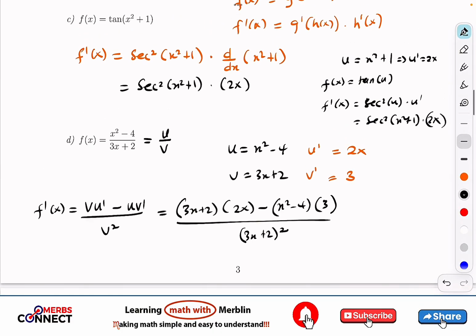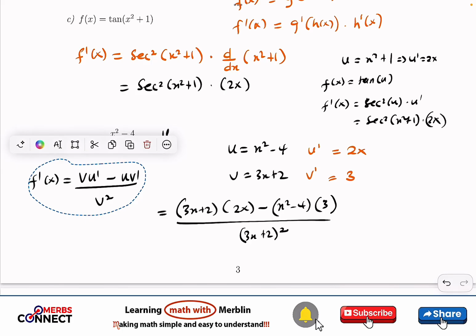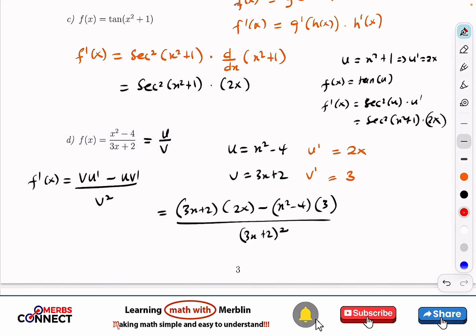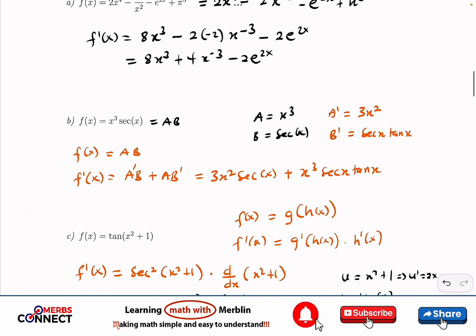Now don't forget this formula here, some people like to write it this way. Instead of v u prime first, they try to write it f prime of x is equal to u prime v minus v prime u divided by v squared. Any of them is all right. But the idea is that you should maintain the first one that you are doing here should be then not differentiated. Multiplication is commutative, so you can just do this or do this, and you are also getting it right from there.